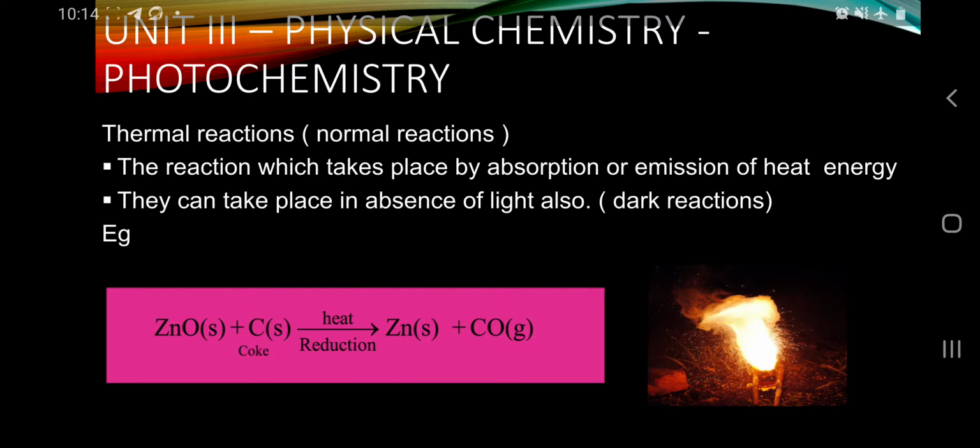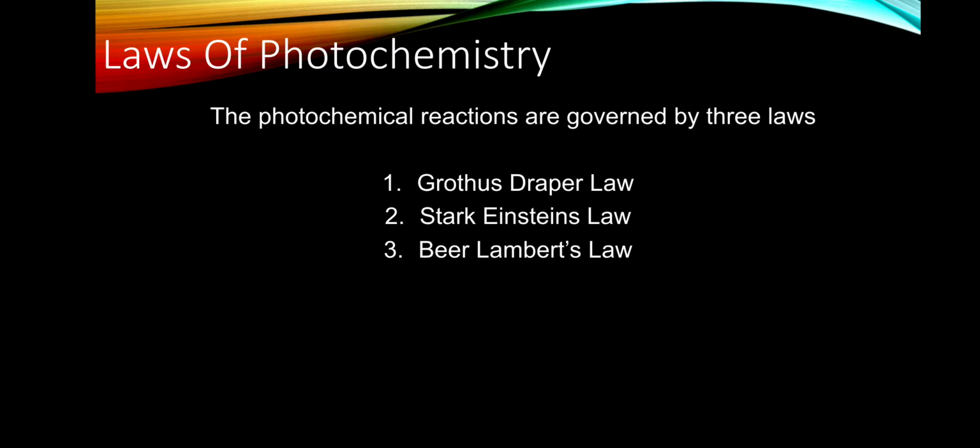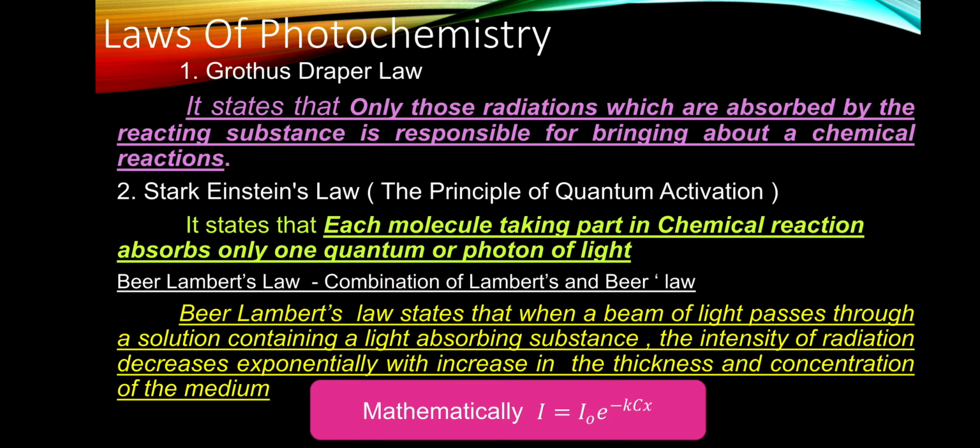reaction. In a similar way, the normal reactions will happen by absorption of heat, that we call thermal reactions, and they can take place even in the absence of light. Dark reactions, for example, bursting crackers, that we used to do in the dark only, at night only. Okay, then photochemical reactions are mainly governed by three laws: Grotthuss-Draper law, Stark-Einstein law, and Beer-Lambert's law.